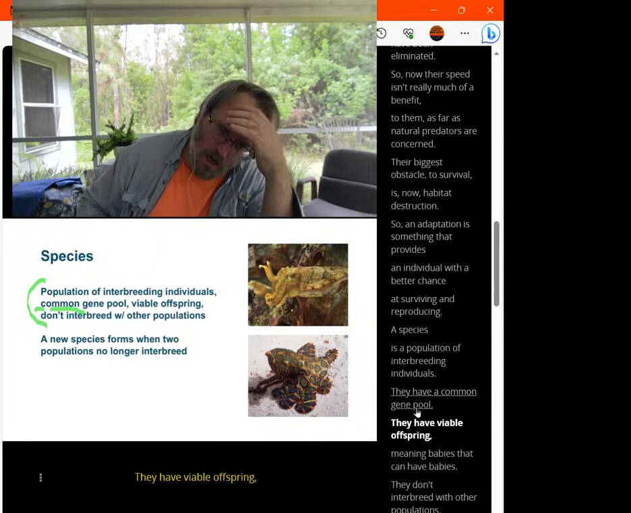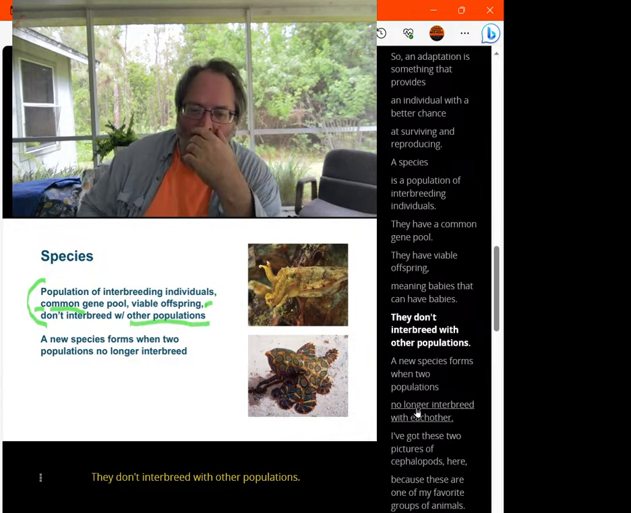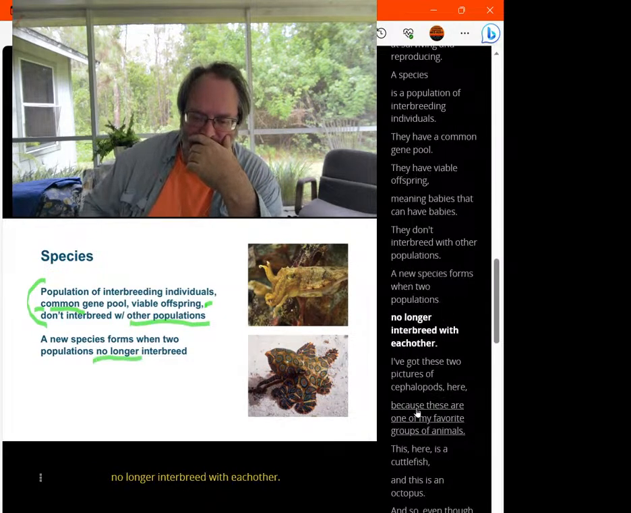They have viable offspring, meaning babies that can have babies. They don't interbreed with other populations. A new species forms when two populations no longer interbreed with each other.